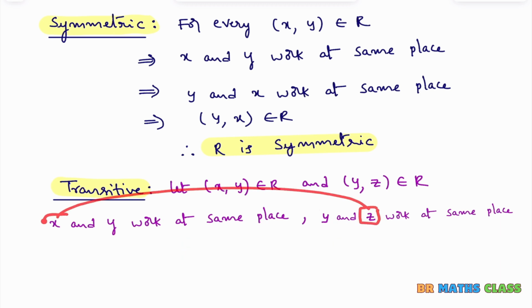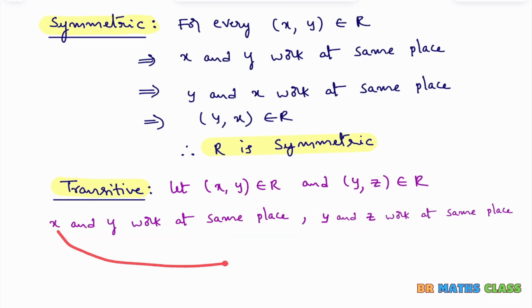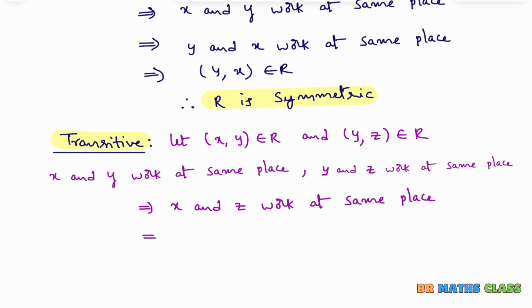This is a very simple thing. How to explain this? It is easy. With common sense we can understand. If x and y work at the same place, y and z also work at the same place, that means y is common in both. That means all these three are working at the same place. So I can say that x and z work at the same place. As x and z work at the same place, from this I can write that the ordered pair (x, z) belongs to the relation. So what happened here? For every (x, y), (y, z) belongs to R, (x, z) also belongs to R. Therefore, the relation R is transitive.